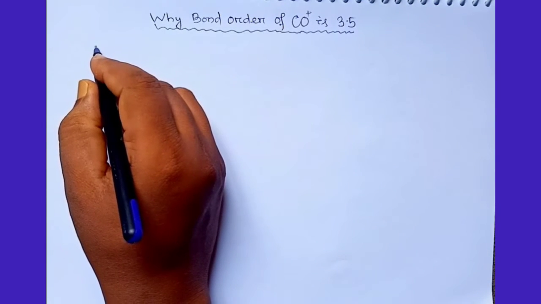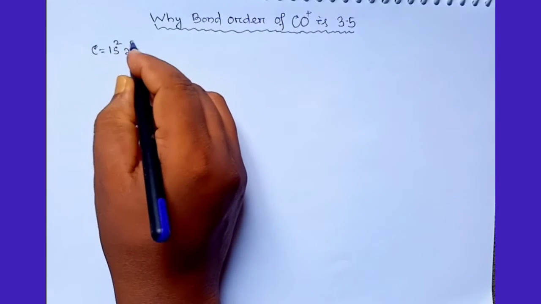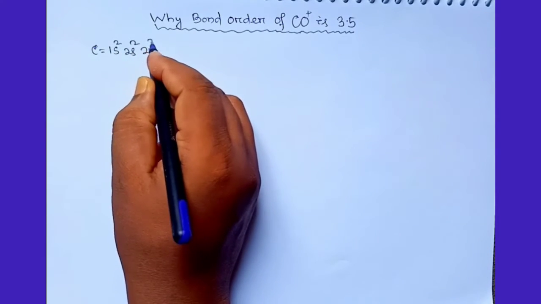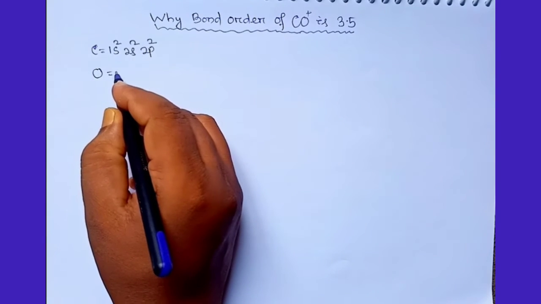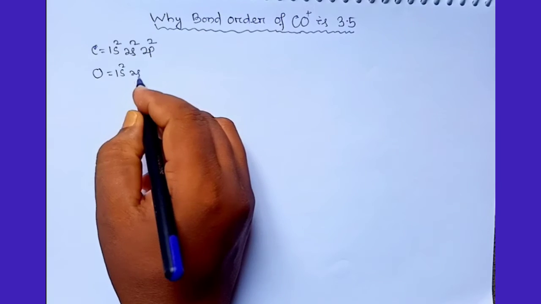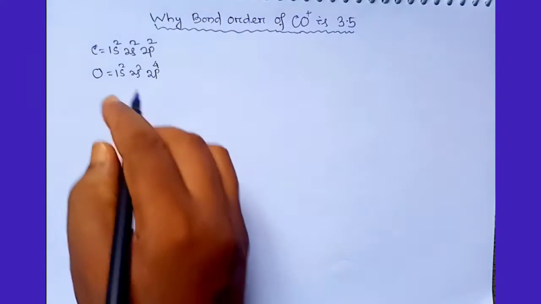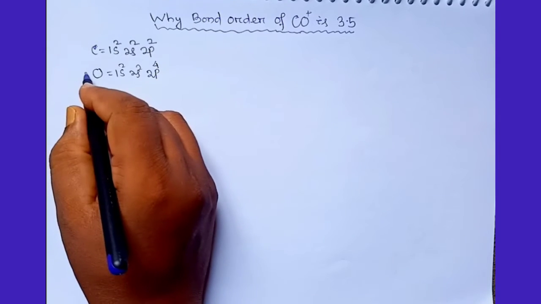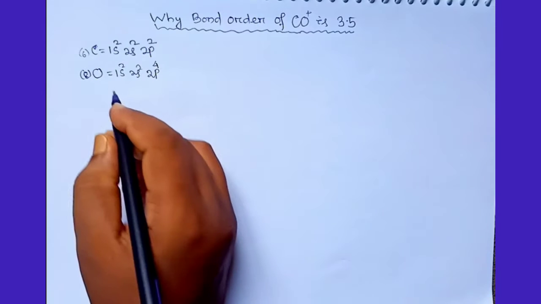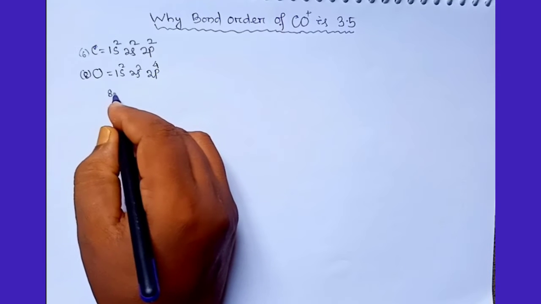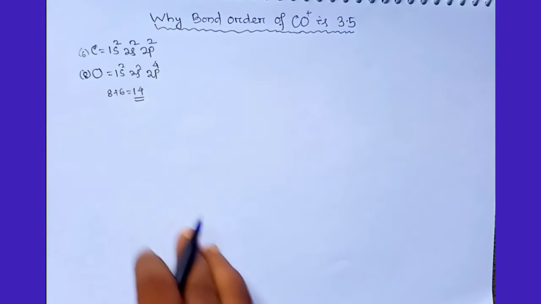If we draw the electronic configuration of carbon, it is 1s2, 2s2, 2p2, and the electronic configuration of oxygen is 1s2, 2s2, 2p4. So here, 6 electrons for carbon and 8 electrons for oxygen, that means a total of 8 plus 6, 14 electrons.